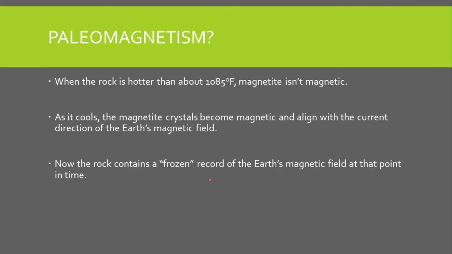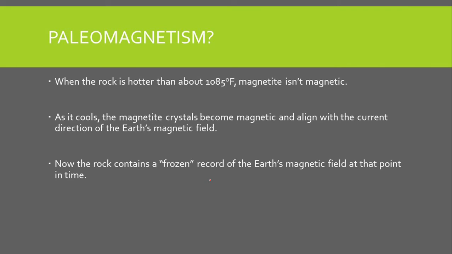How does this actually work? When basaltic rocks are hotter than about 1100 degrees Fahrenheit, the number is not important, one of the minerals that's in the basalt, magnetite, doesn't happen to be magnetic. But when magnetite gets cooler than about 1100 degrees, the magnetite crystals become magnetic, and because the material around them is still liquid, they can arrange themselves in such a way that they align the little magnets with the current direction of the Earth's magnetic field.